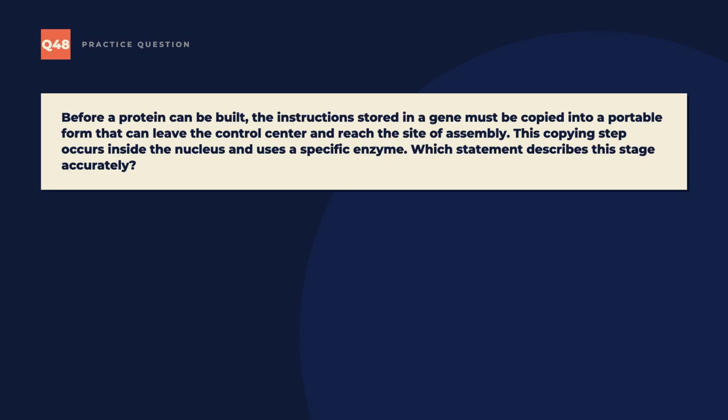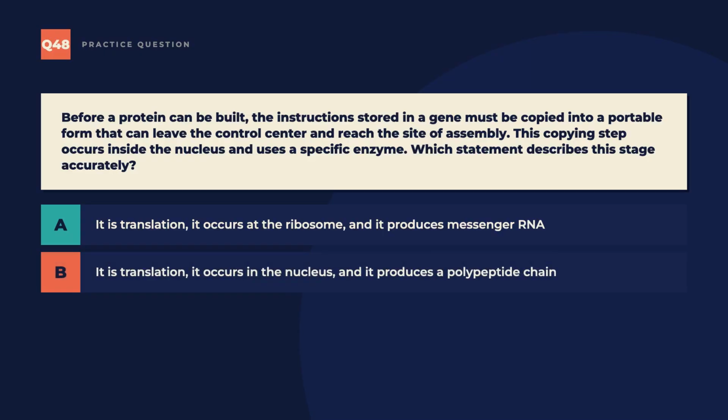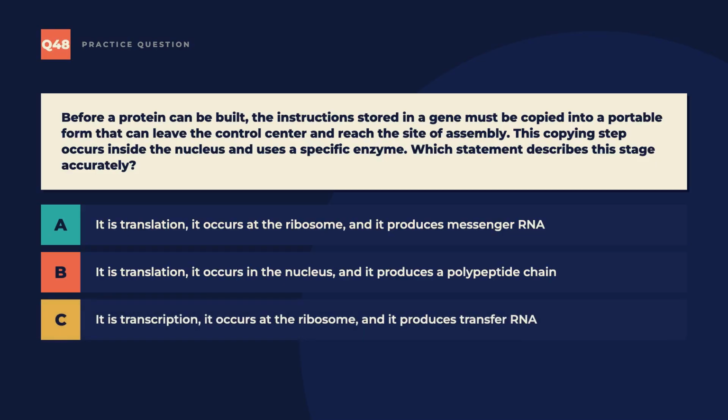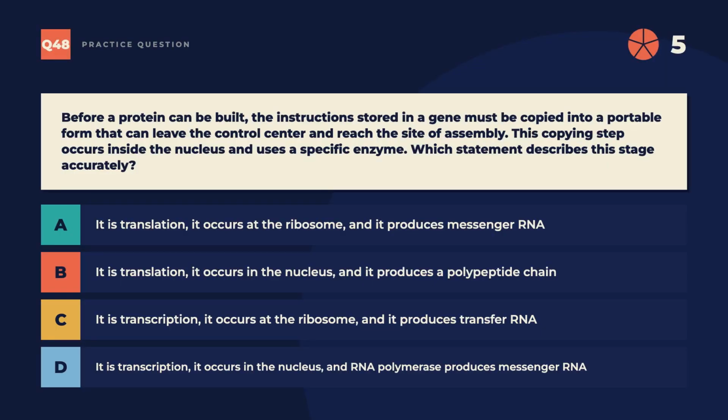Your options are: A. It is translation. It occurs at the ribosome and it produces messenger RNA. B. It is translation. It occurs in the nucleus and it produces a polypeptide chain. C. It is transcription. It occurs at the ribosome and it produces transfer RNA. D. It is transcription. It occurs in the nucleus and RNA polymerase produces messenger RNA. Got a guess? Lock it in.